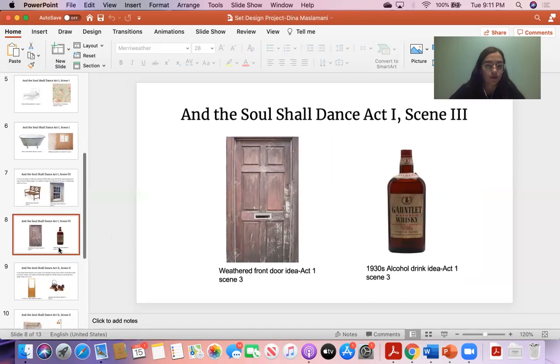Furthermore, I wanted to add the front door like this one. It's weathered because the play described that the Okas have a more decayed house than the Muratas. And I wanted to add a 1930s alcohol drink because the play describes that Emiko poured herself a drink while they were arguing. And this is an example of the drink at that time.